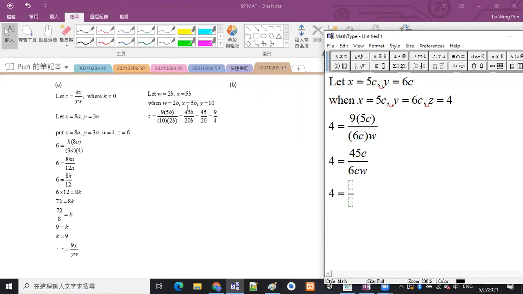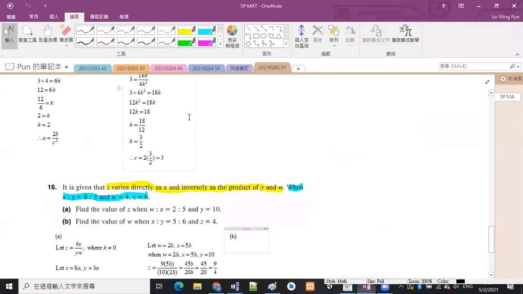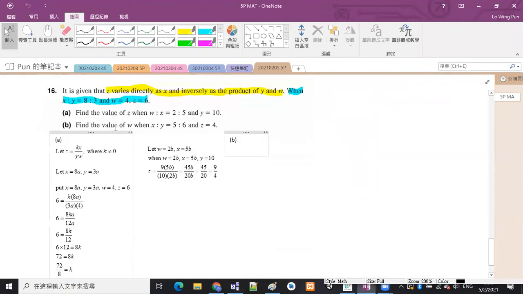So 4 is equal to 45 over 6w. Okay? And then we just multiply the denominator to the opposite side. So 4 times 6W is equal to 45. We have 24W is equal to 45. Finally, the question asks us to find the value of W, right? Yes, find the value of W.